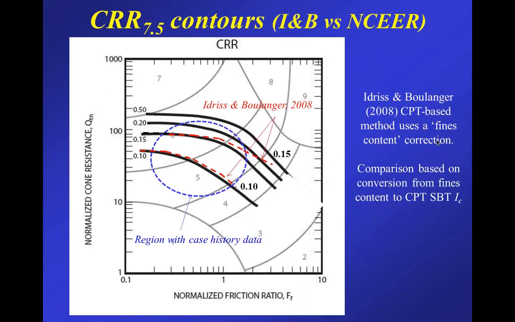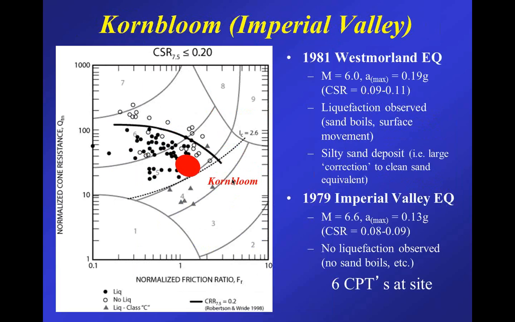Bollinger's is based strictly on fines content, so a correction over to an equivalent soil behavior type. Similar contours, and I've shown here the zone that represents where most of the data is. When you get outside that data, the corrections start to change quite a bit. What you'll see later is that when you compare the methods on the historical case history data, you often get very similar results, but outside it the results can start to differ, and we were all using essentially the same case history database.